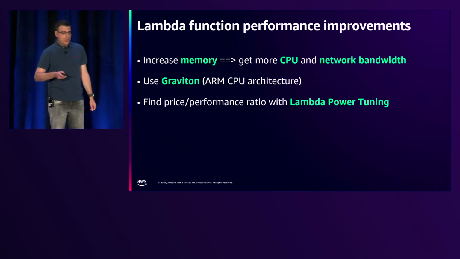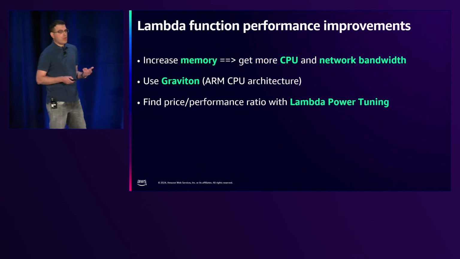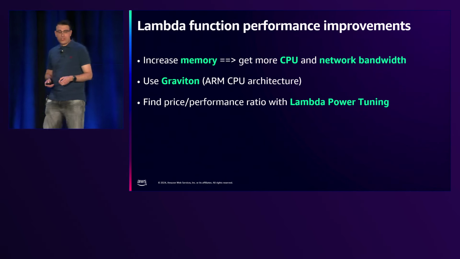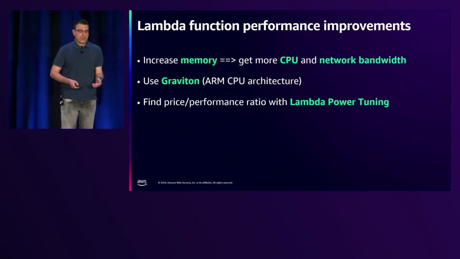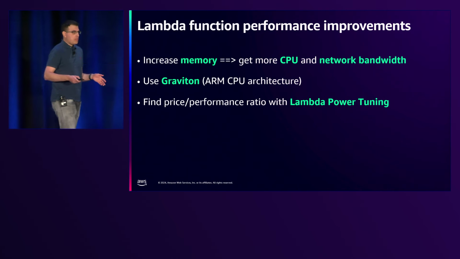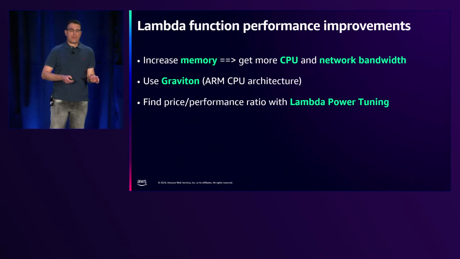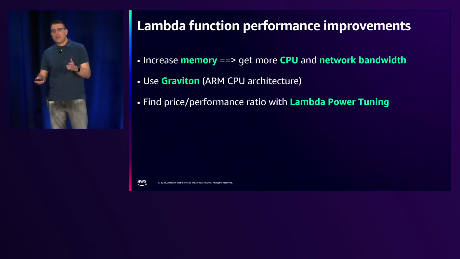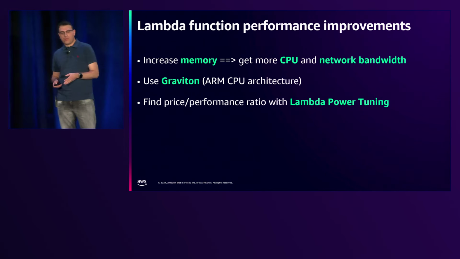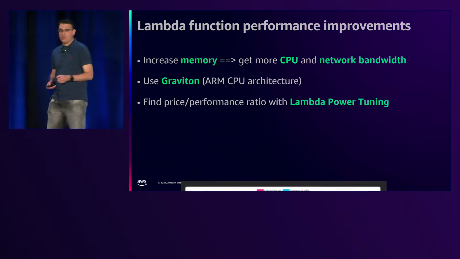Now, as Julian mentioned, when you increase the memory of your Lambda function, you get more CPU and network bandwidth, but you can also change the CPU architecture to Graviton, which is an ARM-based architecture. And in many cases, you can get similar performance but pay like 40% less. So in order to find the best price to performance ratio, you should use Lambda power tuning.